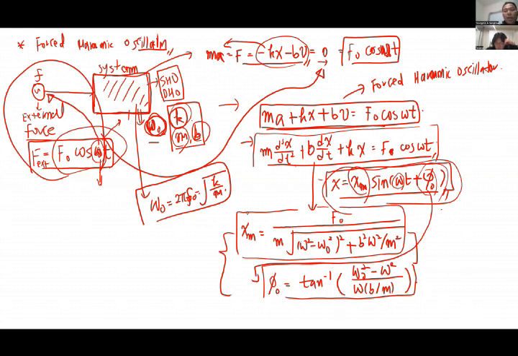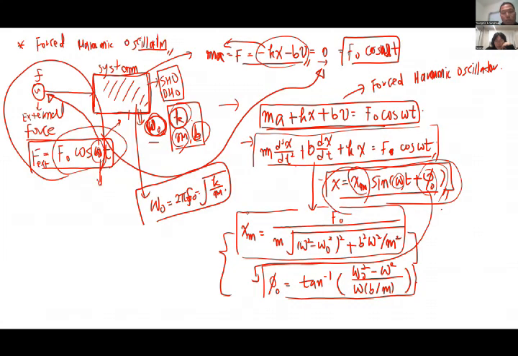So depending on the system parameters, you can actually quantify how this forced harmonic oscillator behaves with respect to the external perturbation, the external force. Okay, so let me give you a description of how the system actually responds to the external force.